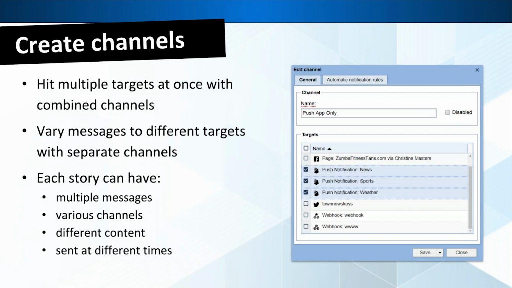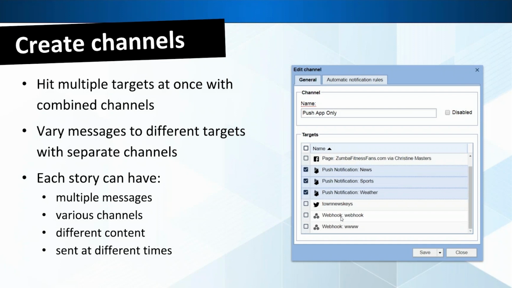The channel can be one target or it can be multiple targets, depending on what your workflow is. So in this example that you see over here, I've got 3 different topics set up in my push notifications, which will go to my app and my web push notifications. And in this case, I have the news, sports, and weather sections all set up separately. So I can create one channel that will hit all of those 3 targets at the same time. And so then I can say, I'm going to set up a channel for breaking news, and it's going to go to news, sports, weather, and Twitter, and my webhook. And every time I send out breaking news, it goes to all of those places at once.